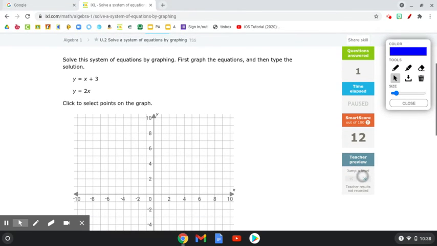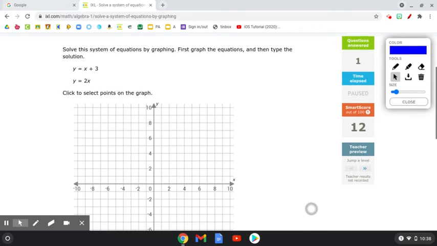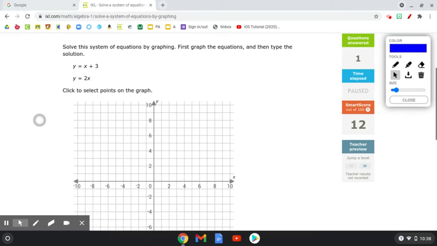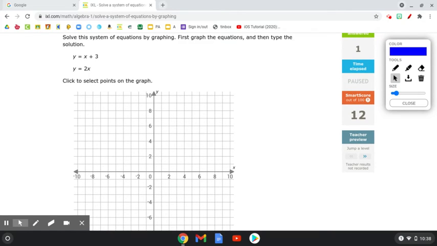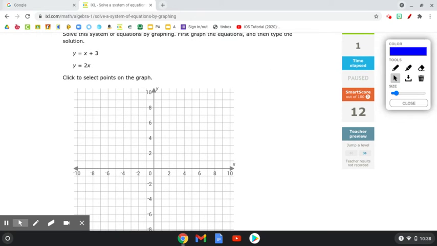It's Algebra U.2. So we're doing system of equations by graphing. To solve a system of equations by graphing, first graph the equations, then type the solution. Something that's going to help you here is we're taking these equations, and so we have y equals x plus 3. We're going to take these equations, and we're going to label the y-intercept and the slope.